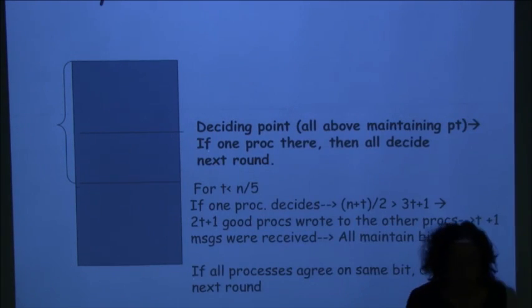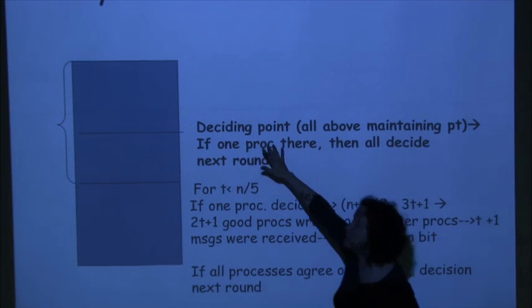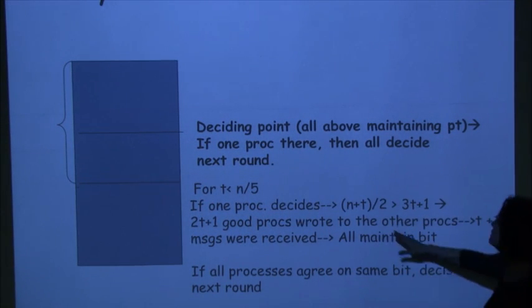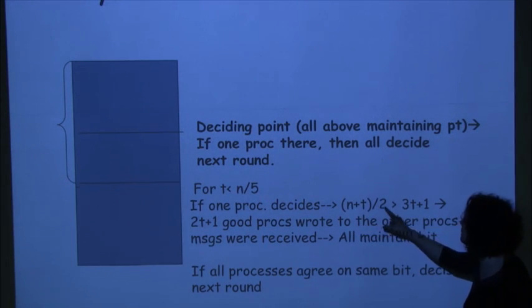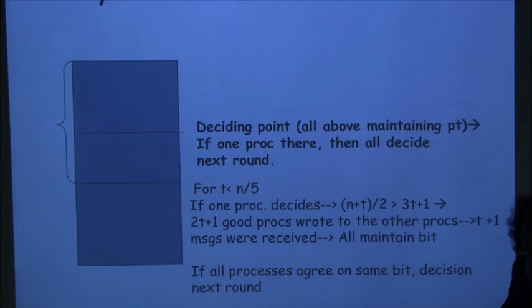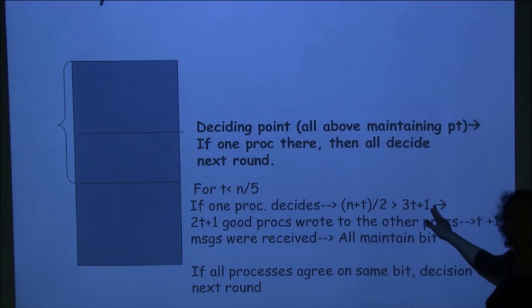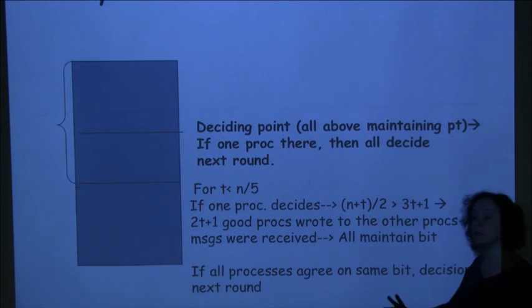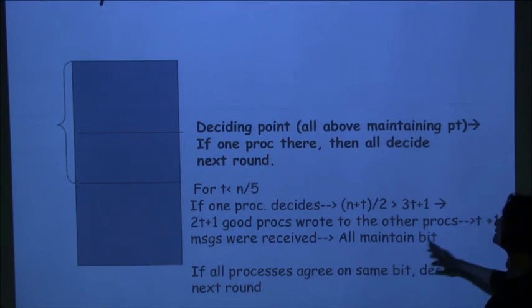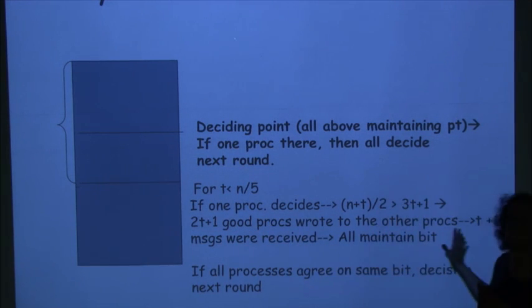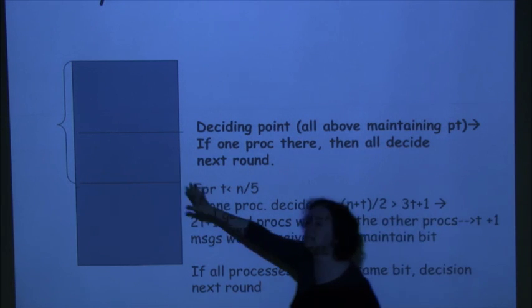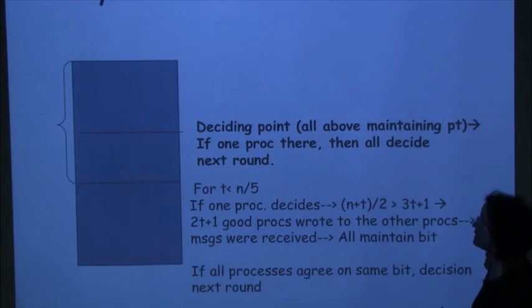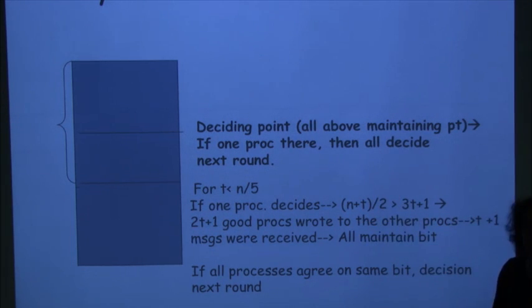Why is that? Because suppose one processor gets to the deciding point. That means that he, or she, or it received (n+t)/2. And by the way, t is n/5, because of the way the numbers work out, that's bigger than 3t+1. It received 3t+1 echoes, which means that they came from 2t+1 good processors, which wrote to all the processors, which means that at least t+1 of those good processors' messages were received by everybody, which means that they're all in the maintaining state. So if everybody's in the maintaining state and everyone's in the deciding state, in the next round, everyone has the same bit. And it's not hard to see that there'll be a decision in the next round.